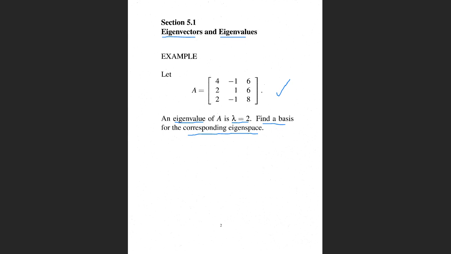All right, so we have this matrix A, and you're being told that an eigenvalue of the matrix A is lambda equals 2. We want to find a basis for the corresponding eigenspace. But before we can do this problem, we better know what an eigenvalue is. To understand an eigenvalue, you also need to understand what an eigenvector is. So let me go to the solution.